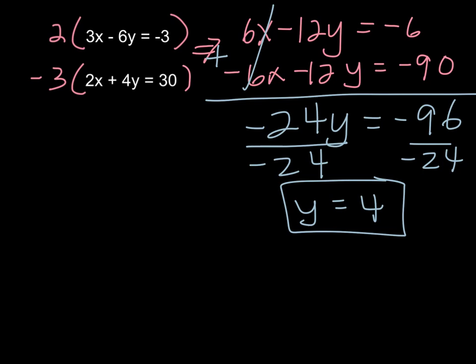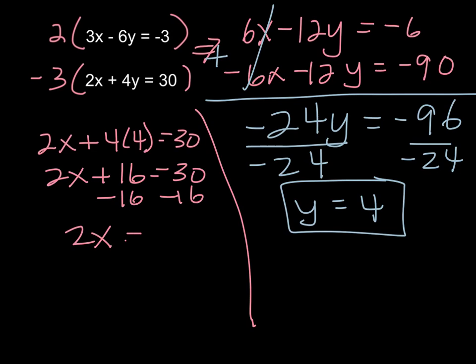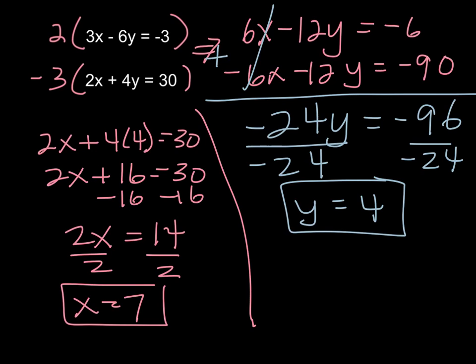Remember, you're not done. We have to plug that back in to figure out what x is. Does not matter which equation. I'm going to pick that bottom one. So 2x plus 4 times 4 equals 30. I need to subtract 16 from each side. So we get 2x equals 14. Divide both sides by 2. We get x equals 7. So in this case, if we were to graph these two lines, they would cross at the point (7, 4).